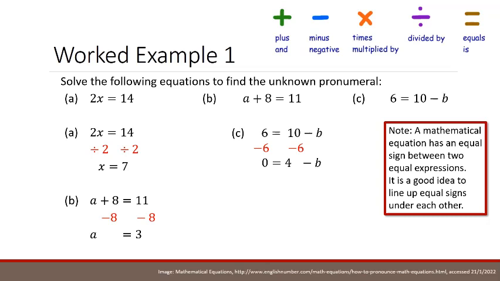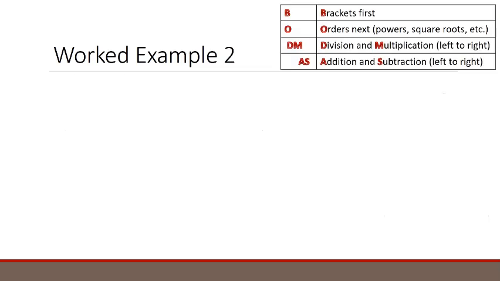And the next operation is, of course, to add b to both sides. And when we add b to both sides, on the left-hand side we have b, on the right-hand side we simply have 4. And that's the answer. So here's worked example 2.